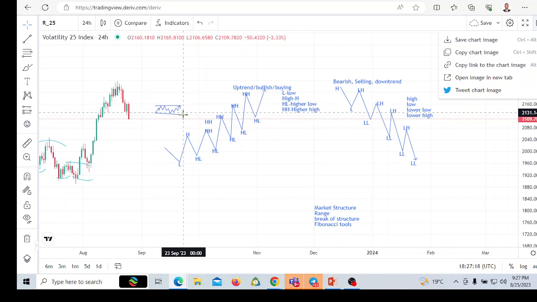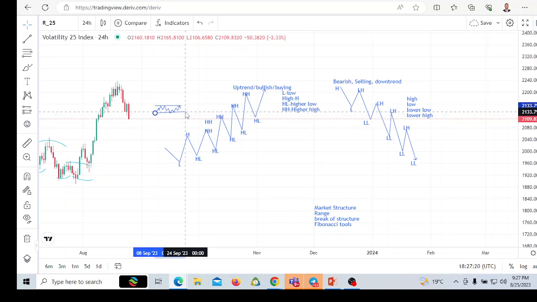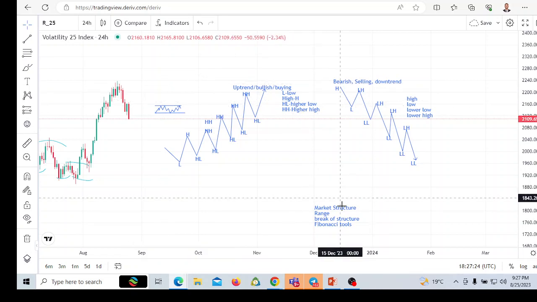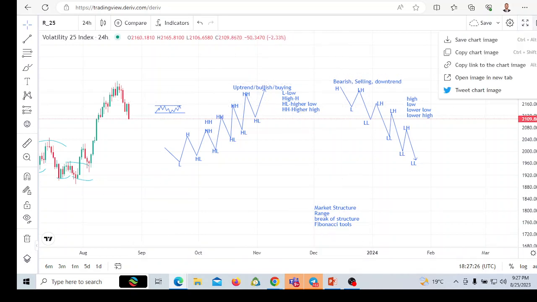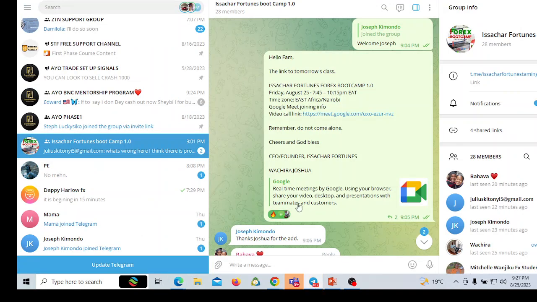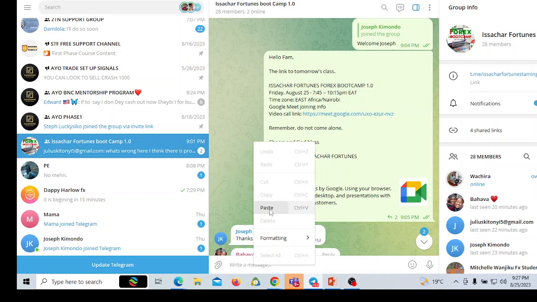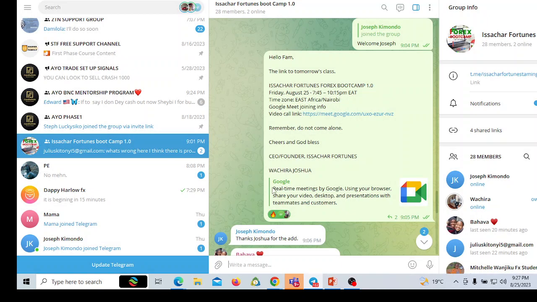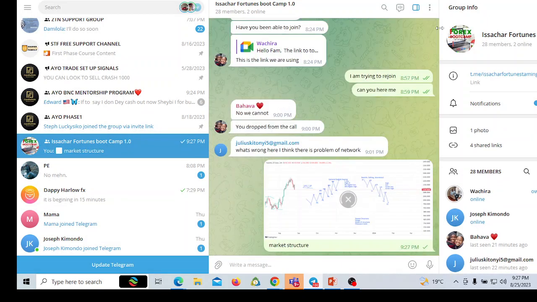So this is the consolidated market. Let me see if I can share this. Copy link to chart and share it here for our reference. Paste. Market structure. In case you need to refer to that, it's in the group.